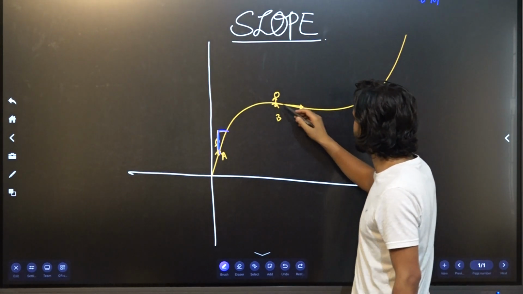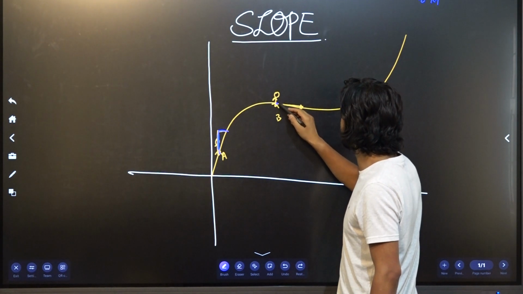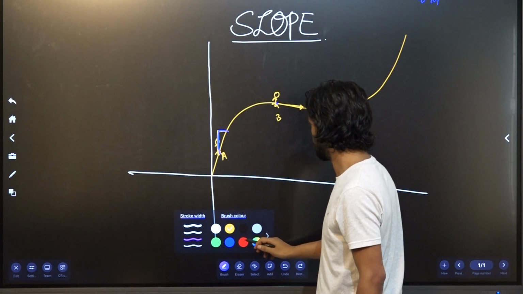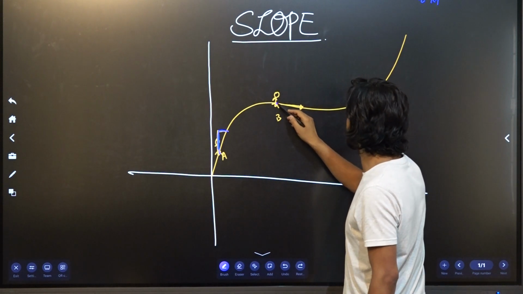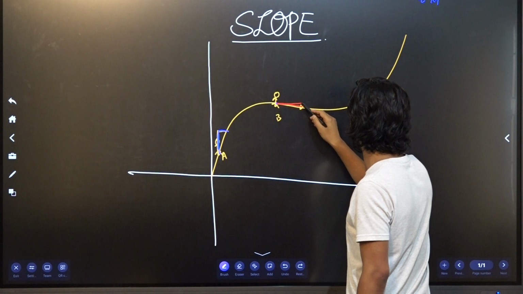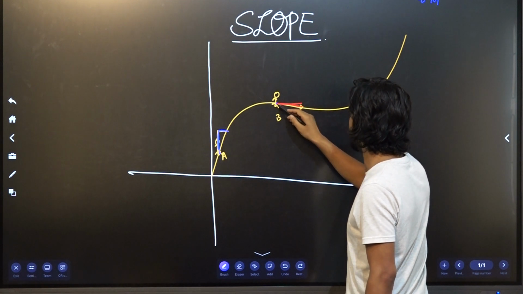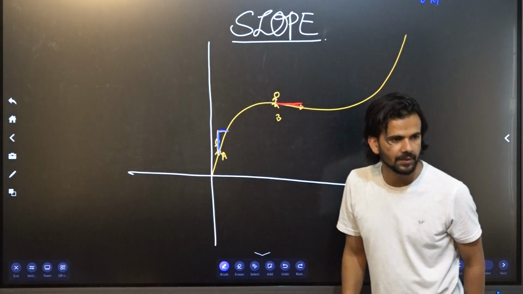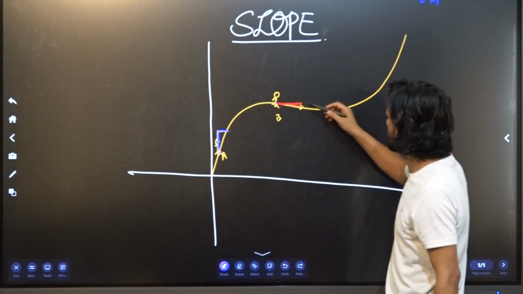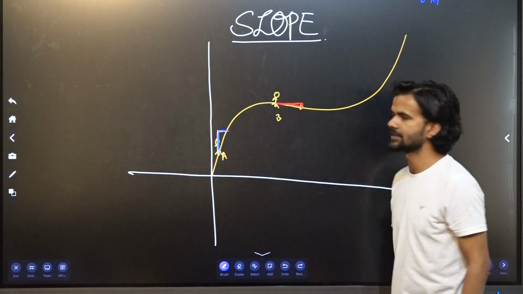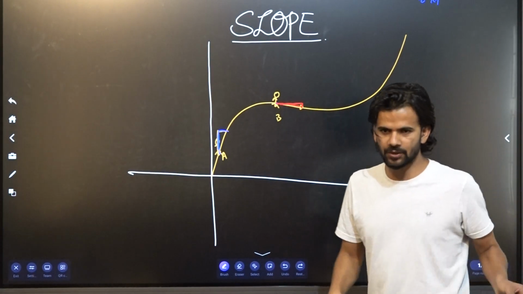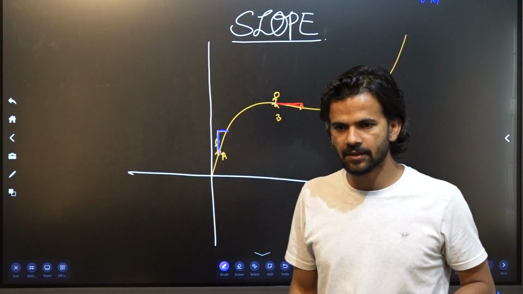But while here, you see what's happening. When the person walks from here to here, he covers this much horizontal distance, and he covers this much vertical distance, downwards. So whenever you are walking downwards, of course it's going to be easier.